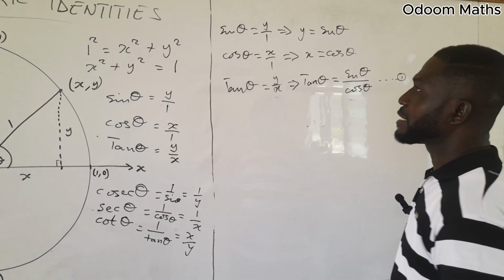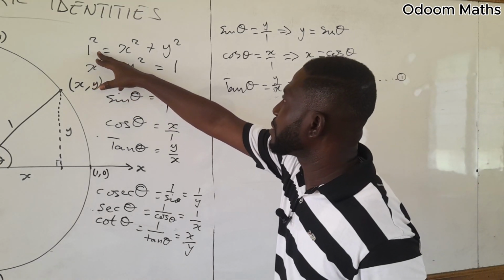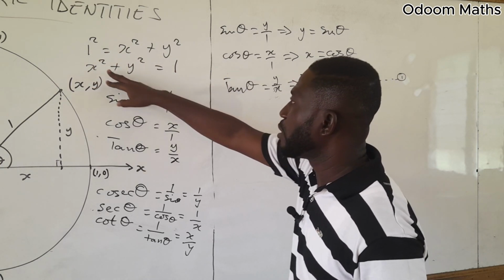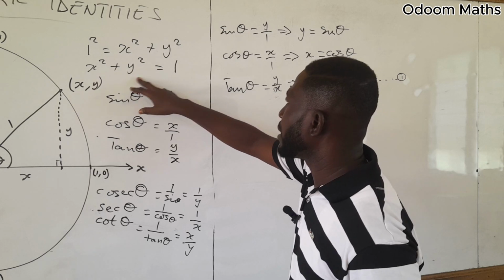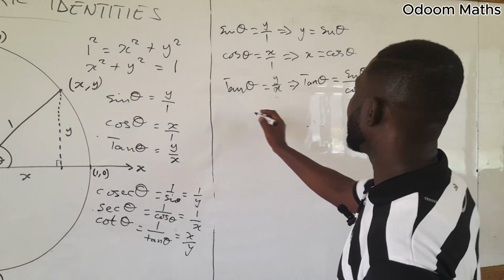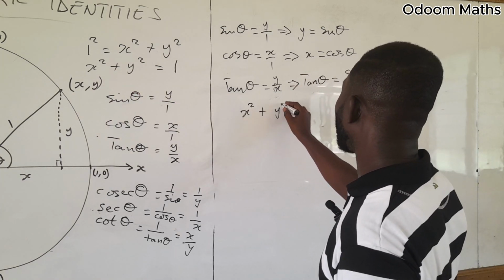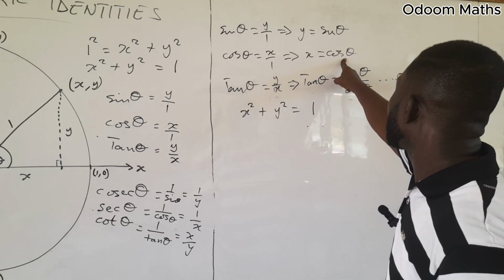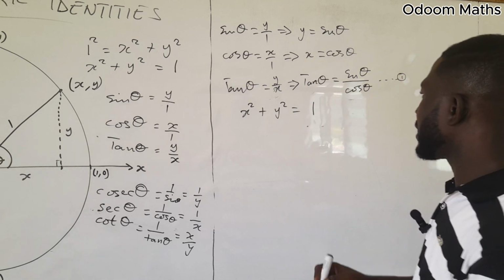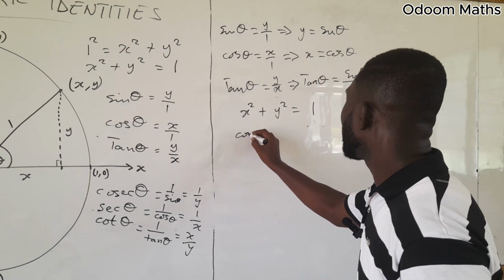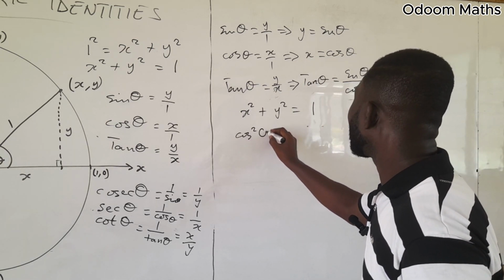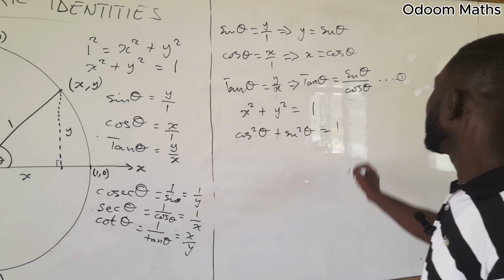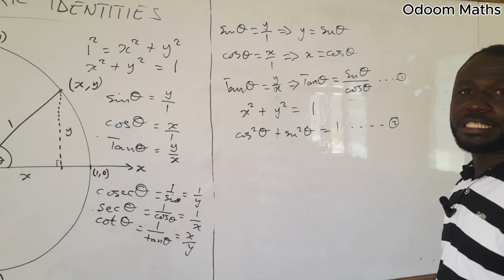Okay, now let's look at where we derived 1 squared is equal to x squared plus y squared, which we said is equal to x squared plus y squared equals 1. So we know x to be cos theta and then y to be sin theta. So we can say that this is cos squared theta plus sine squared theta equals 1. And this is our second identity.